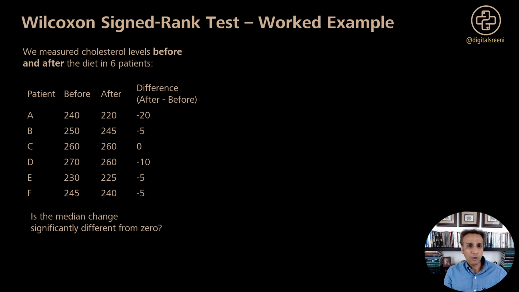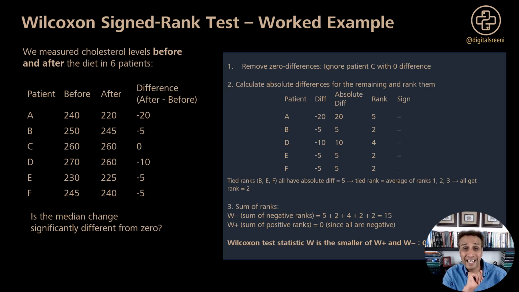So we measured cholesterol levels before and after the diet in 6 patients. Well, this is some data I made up. There are patients A, B, C, D, E, F, and before you have certain measurements for cholesterol and after you have certain measurements. In all the cases, it's negative, except one patient, it didn't change. Now the question is, is the median change significantly different from 0? Which means is your diet plan working or not working? Let's work this out using the Wilcoxon signed rank test.